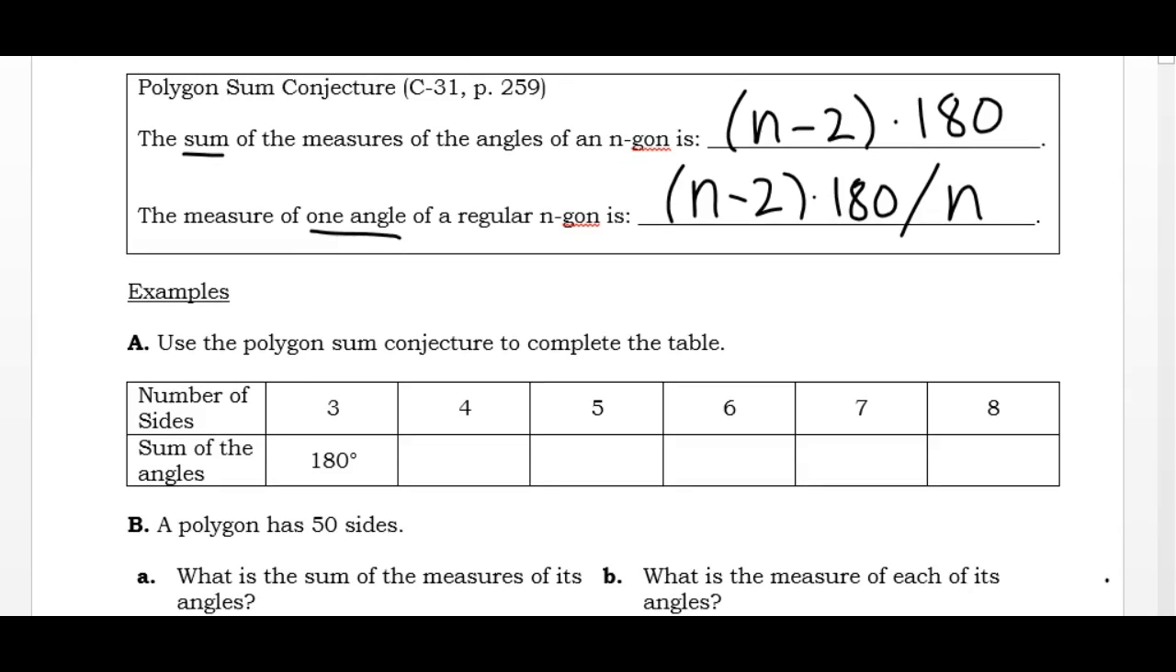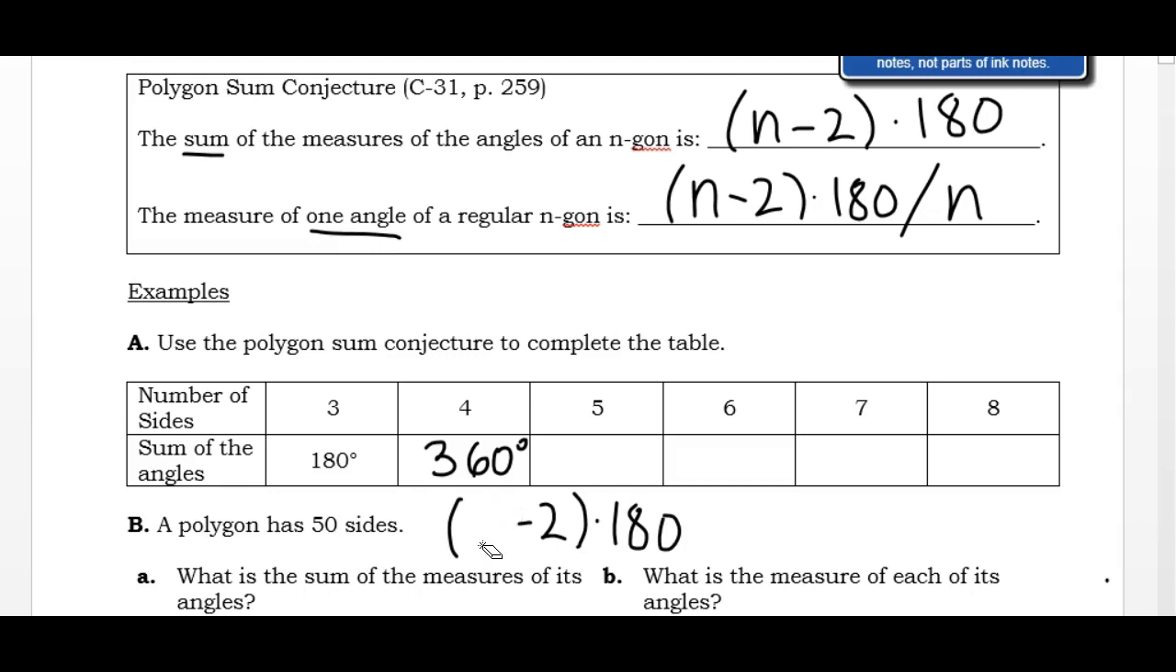My first example asks me for the sum of the angles of the different polygons in the table. We already know from lesson 4.1 that every triangle adds up to 180 degrees. So I'm going to put 4 into that formula and figure out that every single 4-sided shape will have 360 degrees in it. If I put 5 in that formula, that will give me 540 degrees for every 5-sided shape. If I put 6 in that formula, I'll get 720 degrees.